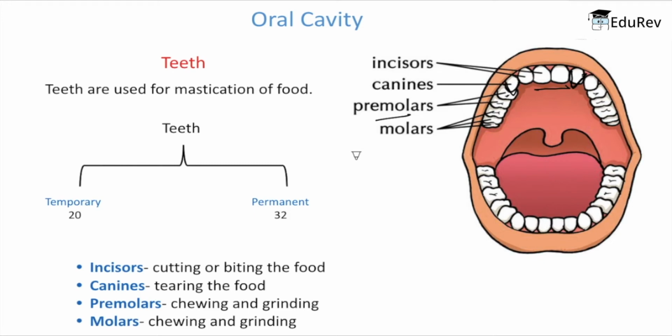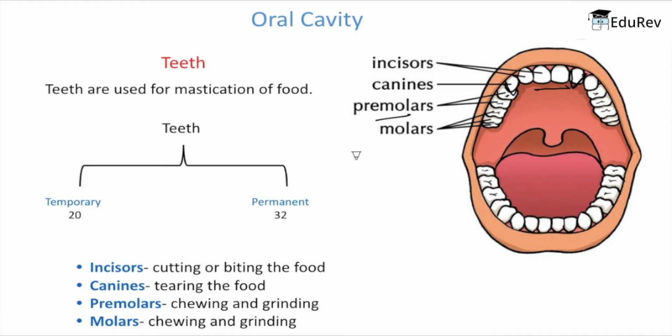Now the last one is the molars. The molars also have the same functions. They just enhance the chewing and grinding process in a more appropriate manner. So the molars function in chewing and grinding of our food.